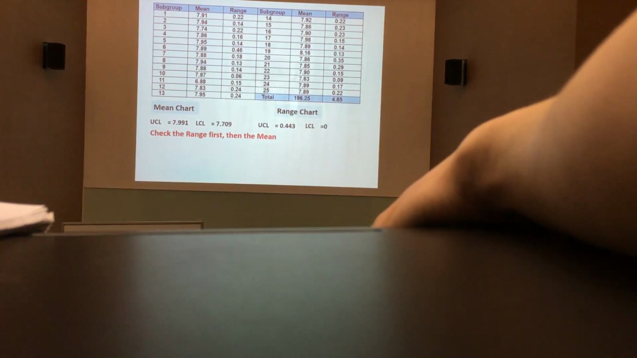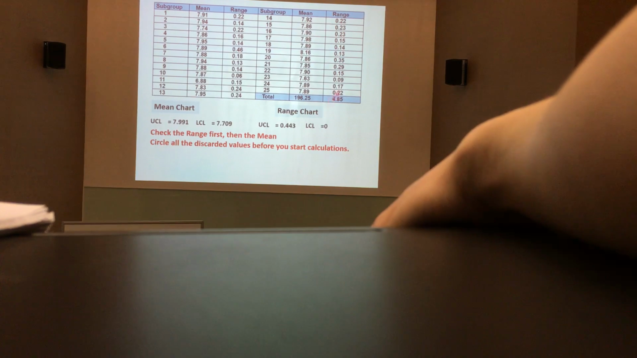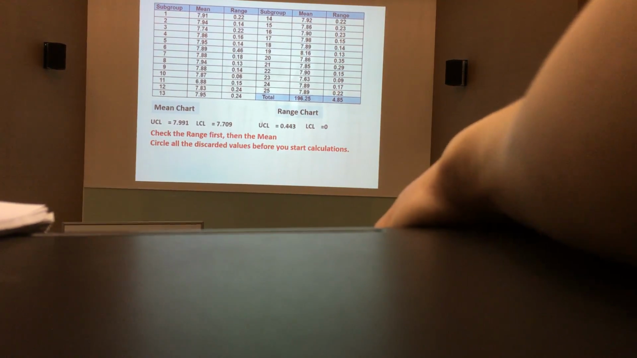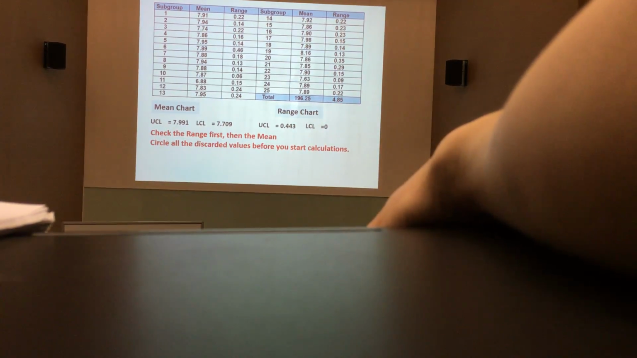In this case, you look for the range first, and then circle all those values that you cannot use, so that you know which ones you need to throw away when you redo your calculation. Looking at the range values, the biggest value is 0.443. Anything bigger than 0.443, you circle. This is bigger than 0.443, so it cannot be used.